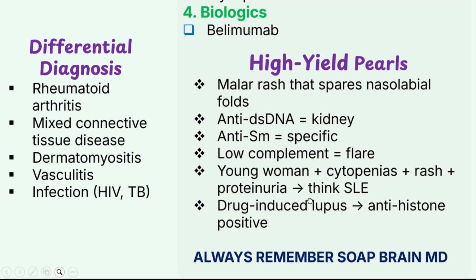When we look at the high-yield points, the takeaways that you should always remember about lupus: a malar rash that spares the nasolabial folds is pathognomonic. Anti-dsDNA is equivalent to kidney involvement, so most people who have anti-dsDNA, think kidney. Then anti-Smith is highly specific for lupus. Then low complement is equal to a flare. When someone has lupus and the complement falls, it means immune activation has started again, then we have a flare. A young woman with cytopenias plus a rash plus proteinuria, make sure you think about SLE. Drug-induced lupus is associated with antihistone positivity.